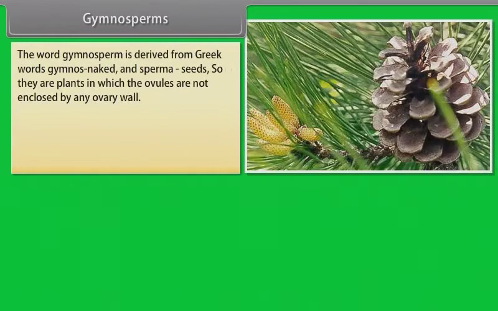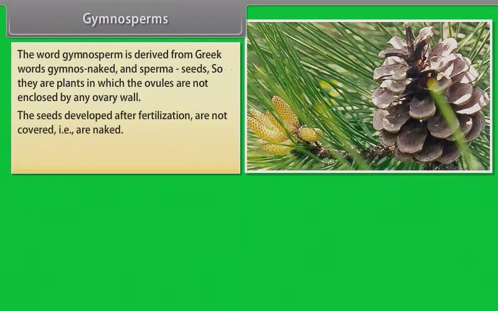Gymnosperms. The word gymnosperm is derived from Greek words gymnos, naked, and sperma, seeds. So they are plants in which the ovules are not enclosed by any ovary wall. The seeds that develop after fertilization are not covered, that is, they are naked.